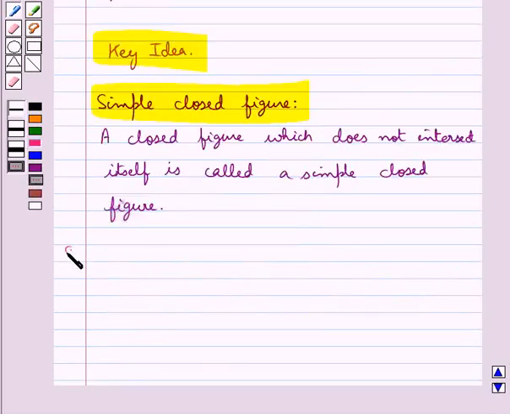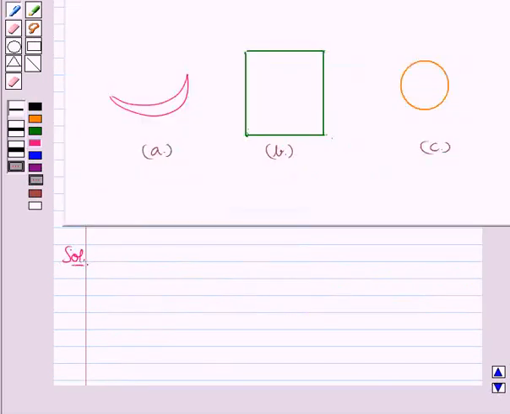Now we see the solution. These are the three given figures. Now as you can see, these are all closed figures. That is, the figures A, B, C are the closed figures since they begin and end at the same point, as you can see. Now let's see if they are simple closed figures.